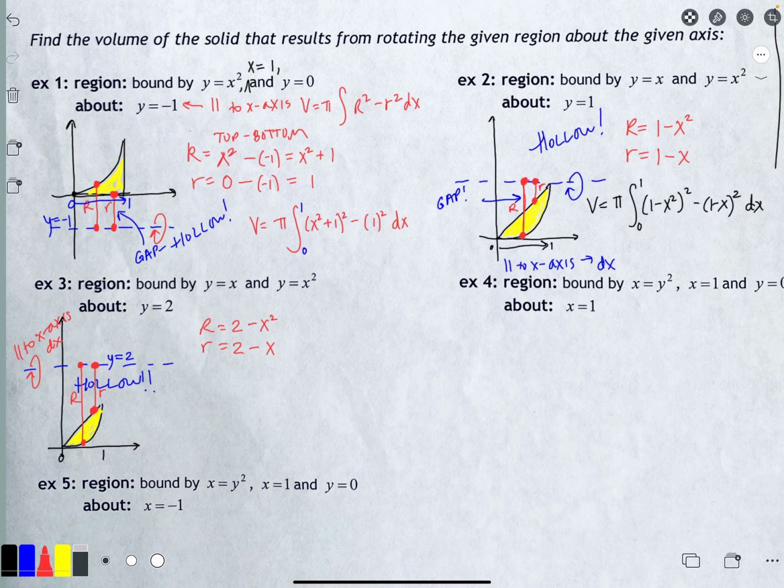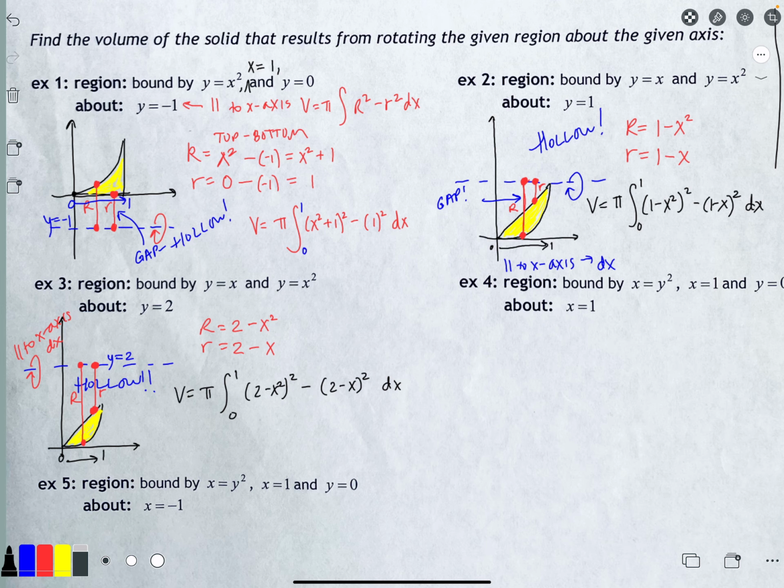And so my volume is going to be pi times the integral of big R squared minus little r squared dx, because I went parallel to the x-axis. And everything is x's, so I check my x-axis for bounds, and I'm going from 0 to 1.